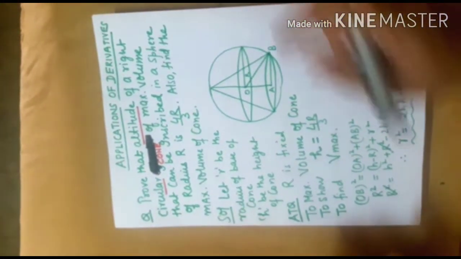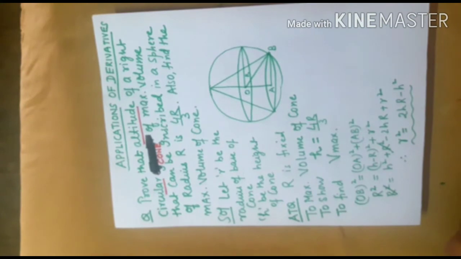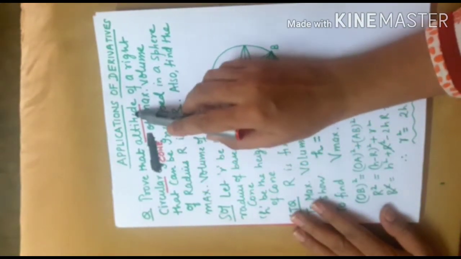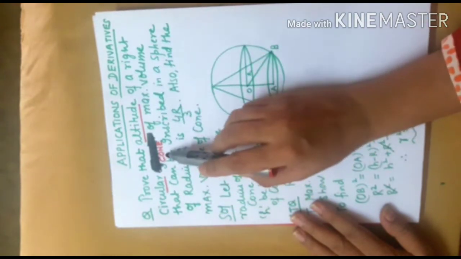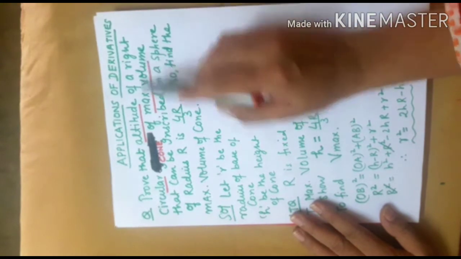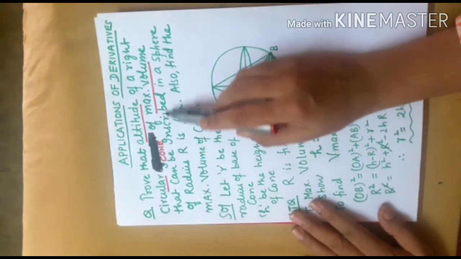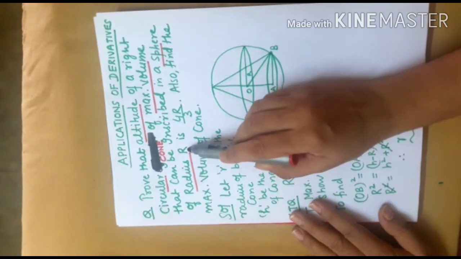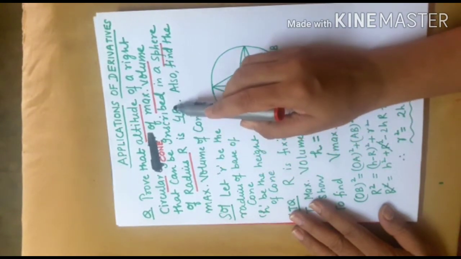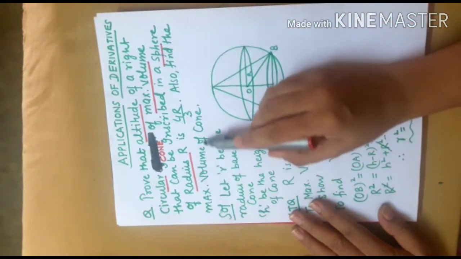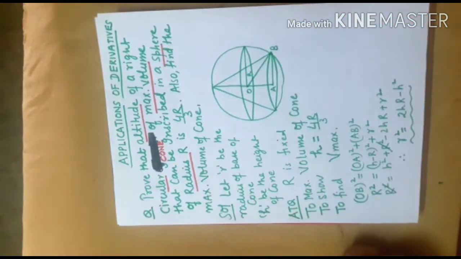Today we will take up some more problems on applications of derivatives. Prove that the altitude of a right circular cone of maximum volume that can be inscribed in a sphere of radius r is 4r over 3. Also find the maximum volume of the cone.